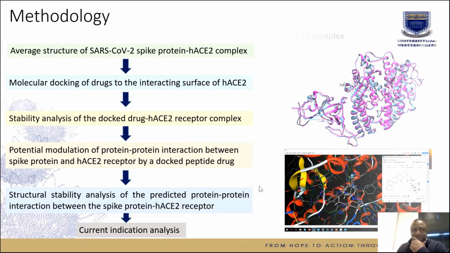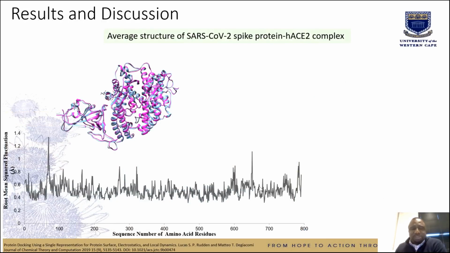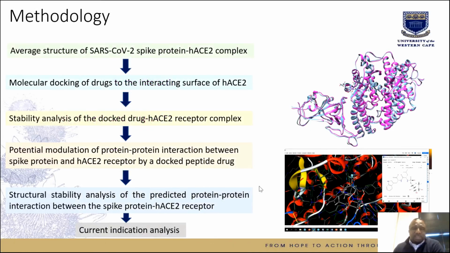So in terms of methodology, let me just go back one step. Okay, so we set out first to calculate the average structure of the spike protein receptor binding domain and the HACE2 that we found on Protein Data Bank. I'll talk more to why we have to do that. And secondly, we conducted a molecular docking using the DrugBank as our library.